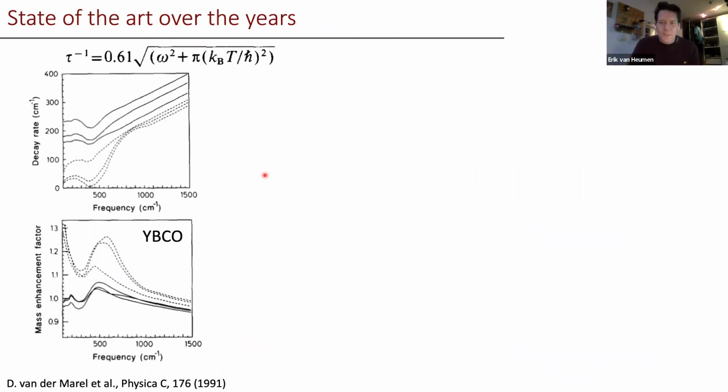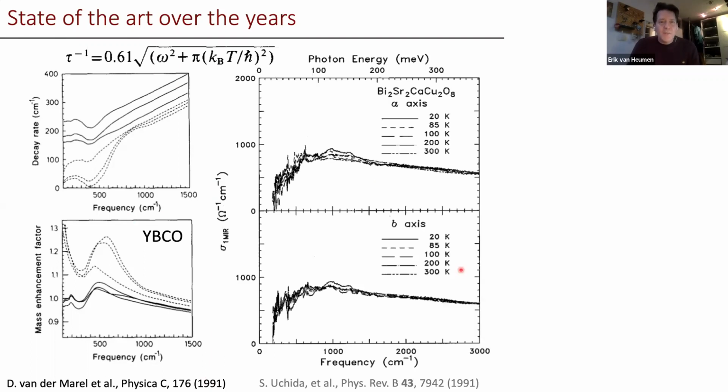These two interpretations have been tried in the past. This is one of the older works from my thesis supervisor, Dirk van der Marel, 1991. He was already analyzing high temperature superconductivity data, superconductors using a single component picture more than 30 years ago. But in the same year, people were also looking into this two-component picture. So this is work from Uchida, and she shows that there is maybe another alternative interpretation where you have a mid-infrared band. So the energy scale here, this is roughly 125 milli-electron volts.